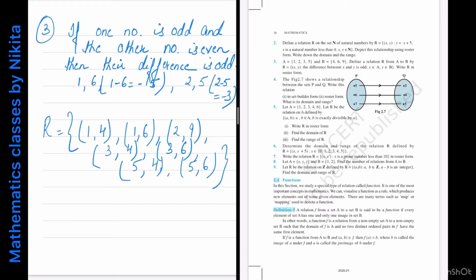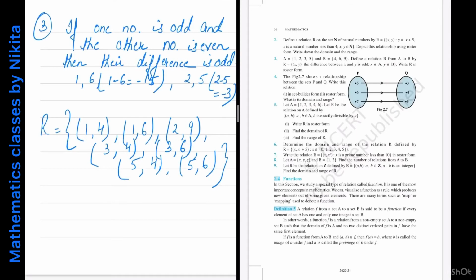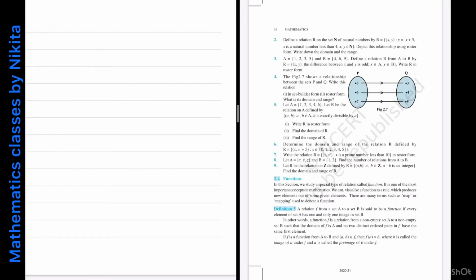So you should know the relationship. Now let us see question number 4. Question number 4 says the figure 2.7 shows a relationship between the sets P and Q. You have to write down this relation in set builder form and in roster form, and then you have to find its domain and the range.